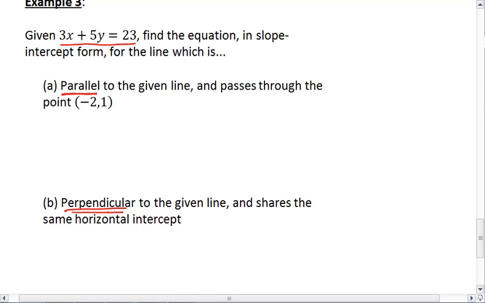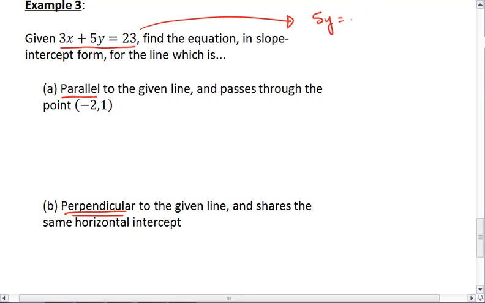So let's look at this. The easiest way, I think, would be to rearrange our standard form into a more familiar form. I'm going to rearrange this into slope-intercept form. Get 5y equals -3x plus 23. y equals -3/5 x plus 23/5. If you want to multiply out and use your calculator to get decimal form, that's fine. Either way works.